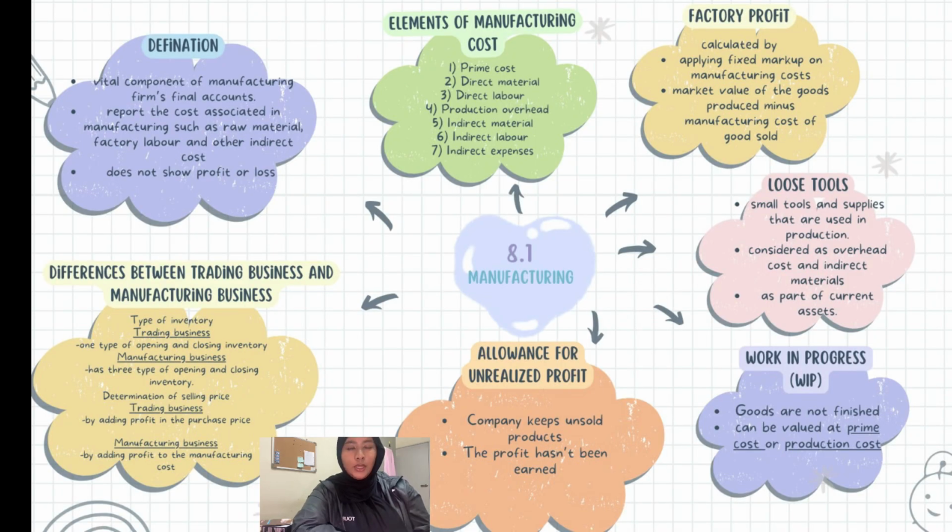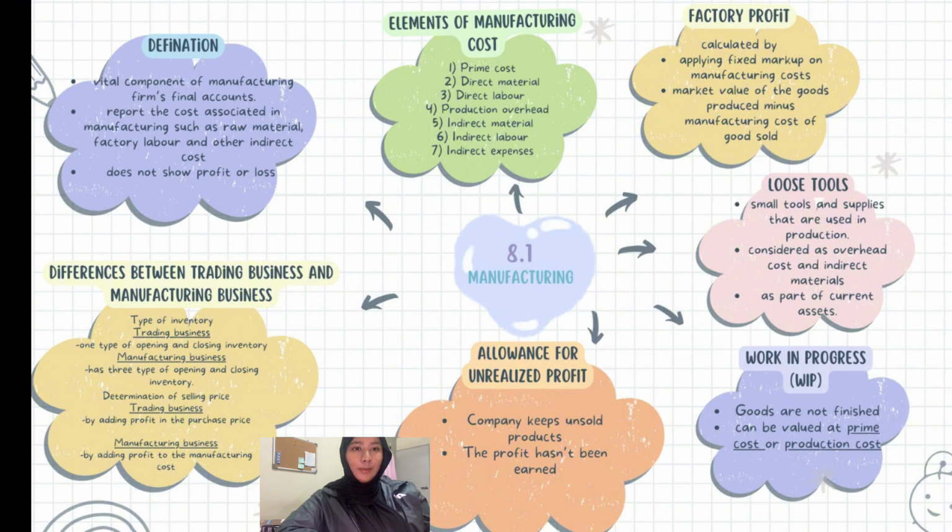So you must be wondering, what is a manufacturing account? Manufacturing account is a vital component of the manufacturing firm's final account. It consists of prime costs and overhead expenses that are incurred during the production process. In the manufacturing account, it will not show us the profit or loss figures, but it will determine the cost of the production. In this manufacturing account, there are a few costs, such as raw material, factory labor, and other indirect expenses that are related to the production process.